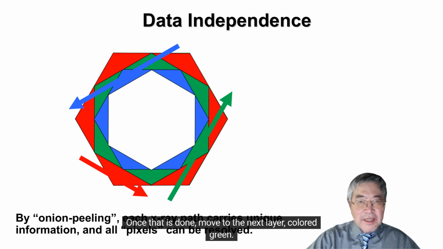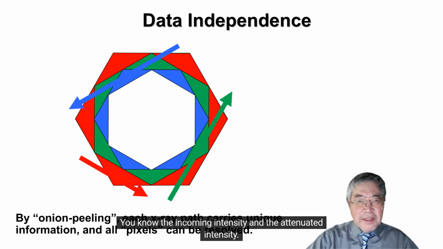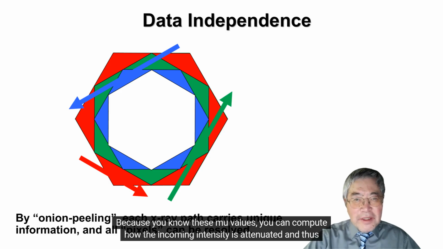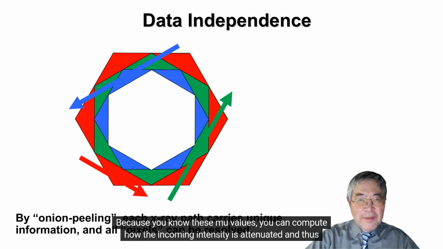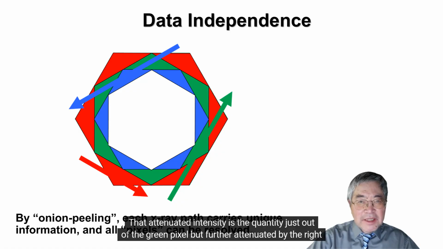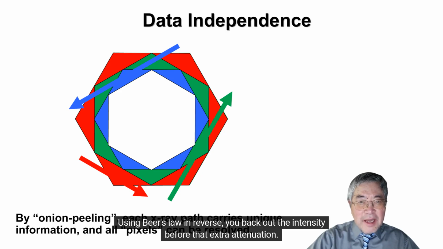Once that is done, move to the next layer colored green. Use a green X-ray. Given the incoming intensity and the attenuated intensity, you already know mu for the right element and you also know mu for the current neighbor. Because you know these mu values, you can compute how the incoming intensity is attenuated and thus determine the incoming flux into the green pixel. You also know the attenuated intensity leaving this location. That attenuated intensity is the quantity just out of the green pixel but further attenuated by the right pixel. Using Beer's law in reverse, you back out the intensity before that extra attenuation.